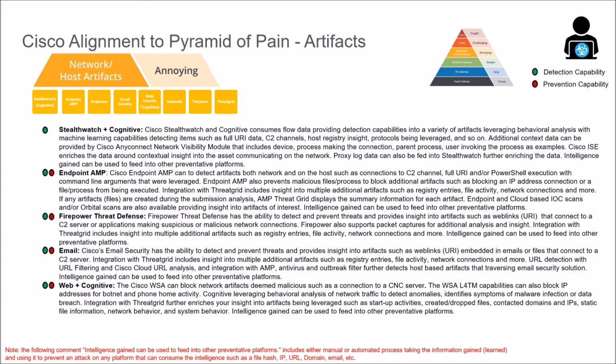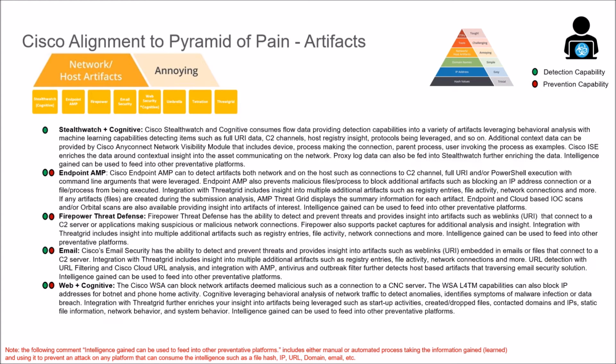Web, right? With Cognitive, you've got Cisco Web Security Appliance, which can block network artifacts deemed malicious, such as connections to CNC. We also have L4 traffic monitoring capabilities, which can block IP addresses of botnet or phone home activities, right? So this is a span port where L4 information gets fed into. Based on that information, we could send reset information back to the endpoint and ultimately block that connectivity.